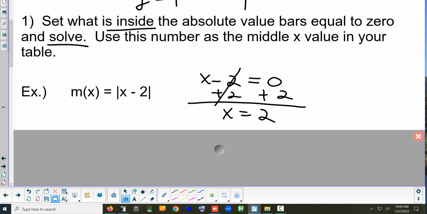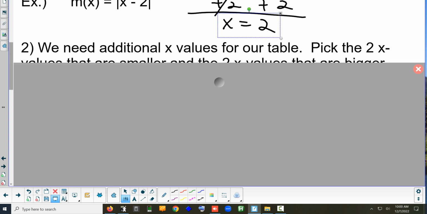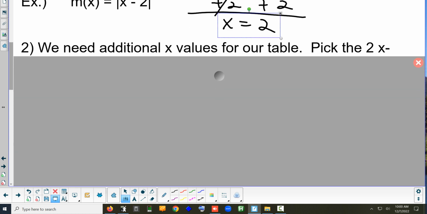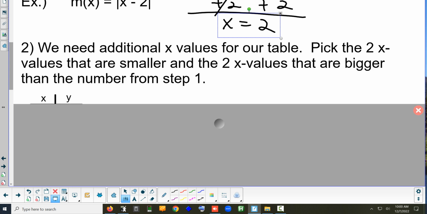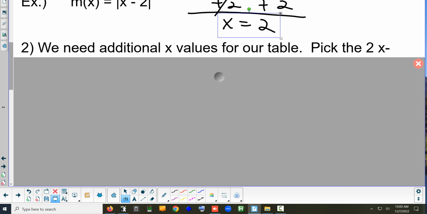Okay, we're going to come back to that number. But as far as picking x values to make your table, that's one of the numbers you're going to pick. You're going to pick a 2. But you need more x values. Last time we did 3. This time I think we're going to do 5, because it's a V shape, so it's a little bit more complicated than a straight line. So we need a couple more points.